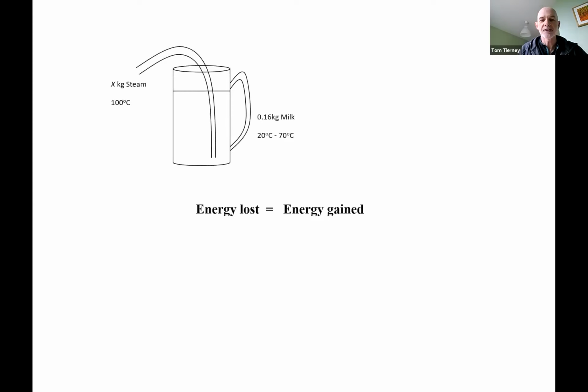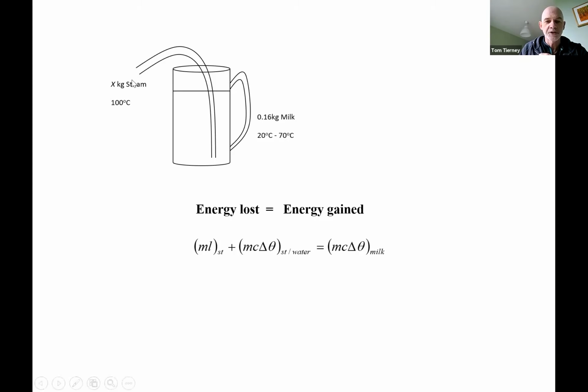So putting the maths together with this, remember that all of these heat experiments and heat calculations operate on the basis that the energy lost is equal to the energy gained, that we cannot easily factor in whatever energy might drift off into the room around it. So we just assume that doesn't happen. So the energy lost is lost by the steam. And then it all comes down to ml and mc delta theta.